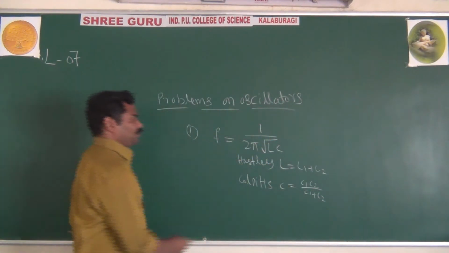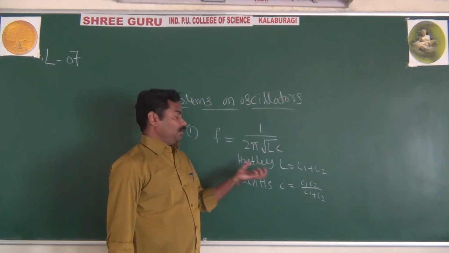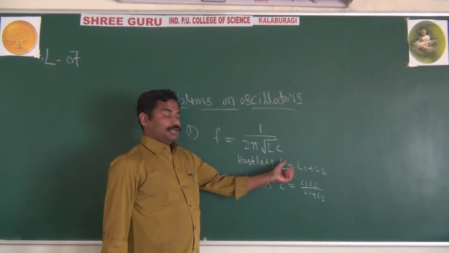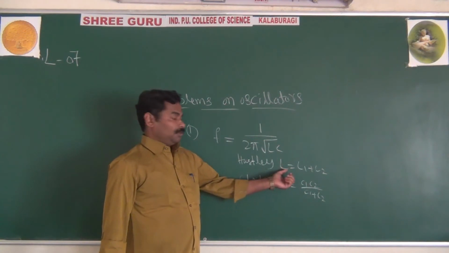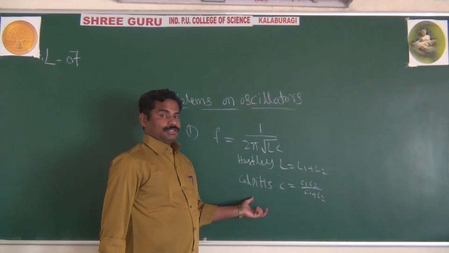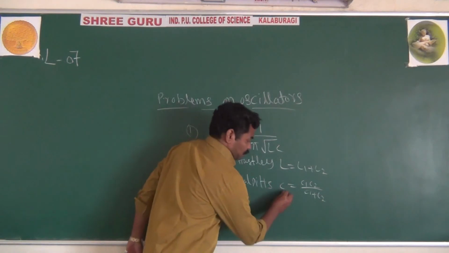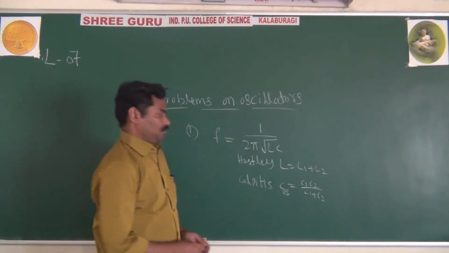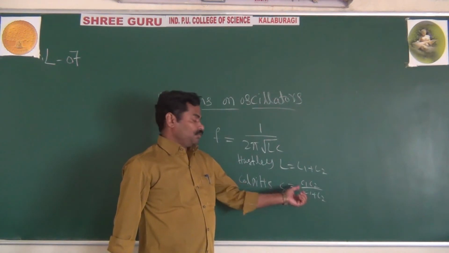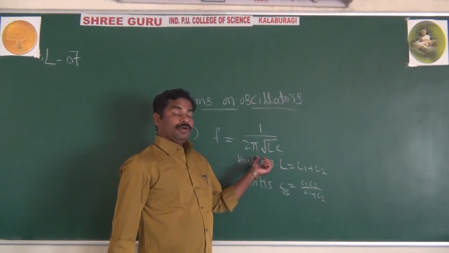You are using the same formula, whether it is a Hartley oscillator or a Colpitts oscillator. But in the Hartley oscillator, as I said, you are using two inductors connected in series, and the total inductance is L1 plus L2. The same thing for the Colpitts oscillator: you are using two capacitors connected in series, and you have to calculate the effective or total capacitance, which is C1 C2 divided by C1 plus C2. This is the difference between the Colpitts and Hartley oscillators.